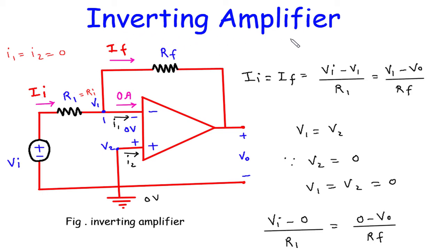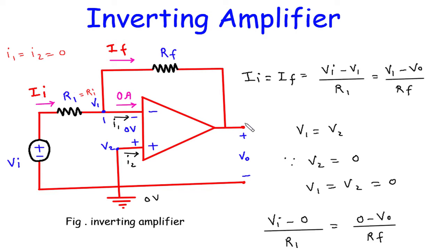Inverting amplifier. This op-amp circuit is the inverting amplifier. In this circuit, the non-inverting input is grounded, Vi is connected to the inverting input through Ri, and the feedback resistor Rf is connected between the inverting input and output.